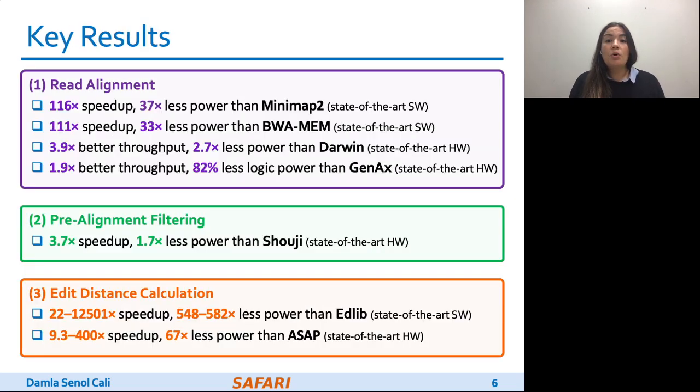We find that for all the three use cases, GenASM is significantly more efficient in terms of both speed and power consumption than state-of-the-art software and hardware baselines.